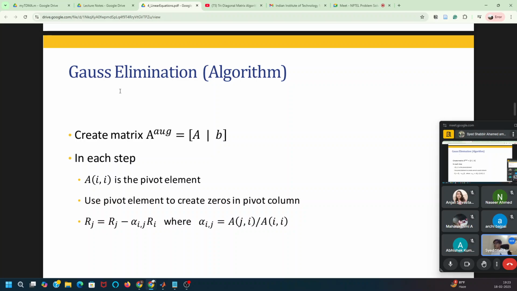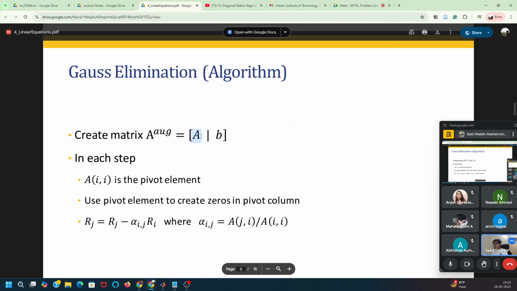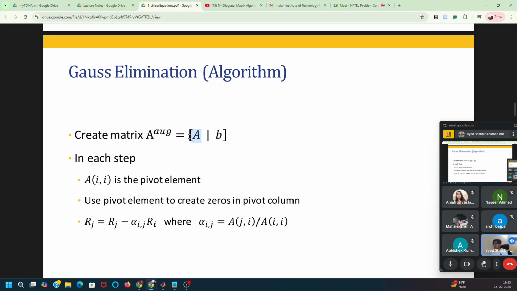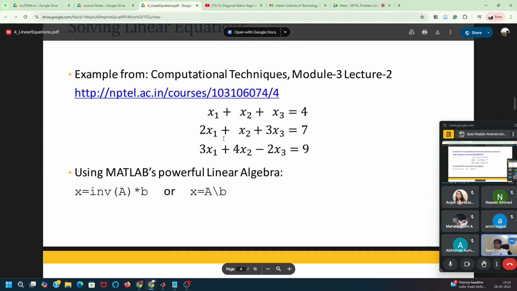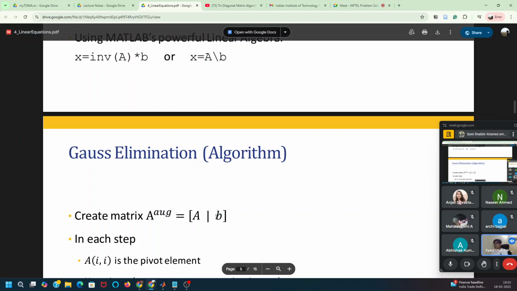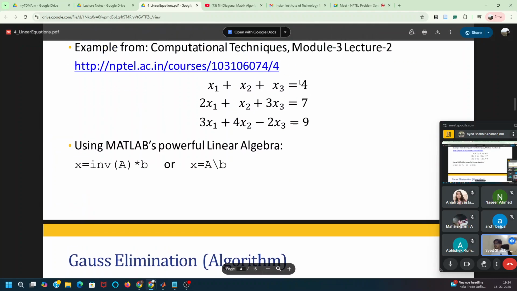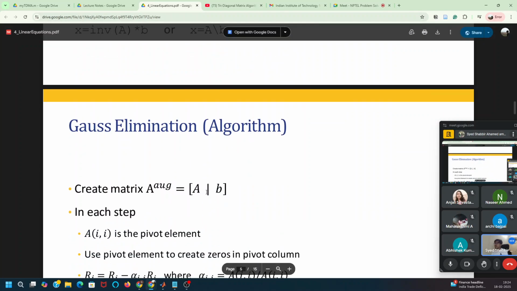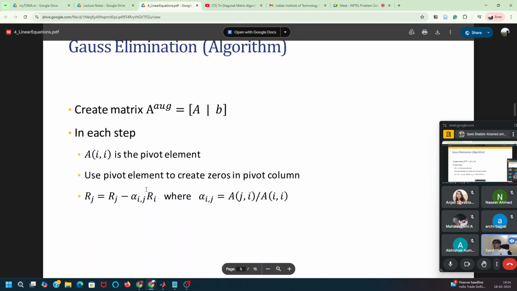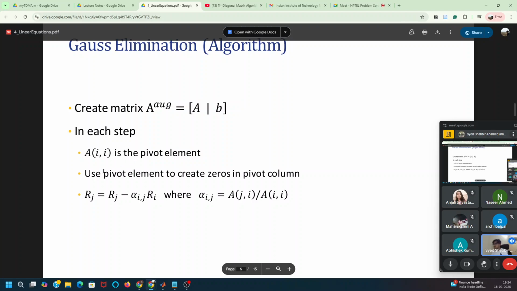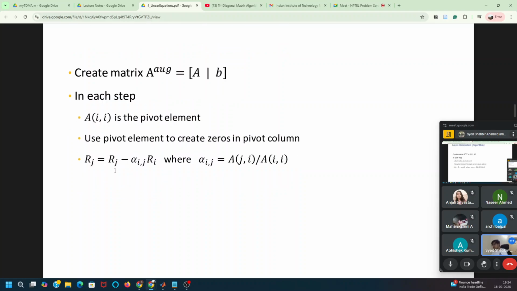In this, we create an augmented matrix. We already have A and B from the setup of the problem. A is the coefficient matrix and B is the matrix of the right hand side. So I'll add this matrix B as another column to the existing A matrix and create an augmented matrix. And then after that, I'll try to make an upper triangular matrix.